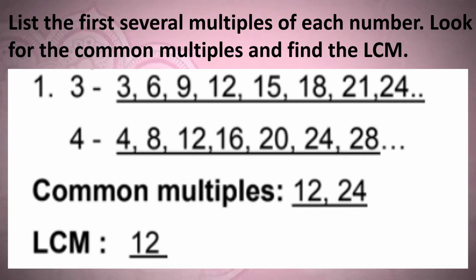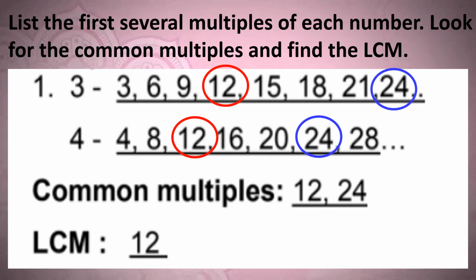For number 1, we have 3 and 4. We list down all the multiples of 3: 3, 6, 9, 12, 15, 18, 21, 24, and so on. And for 4, we have 4, 8, 12, 16, 20, 24, 28, and so on. The common multiples here are 12 and 24. For the least common multiple, we only choose the smallest number, which is 12.